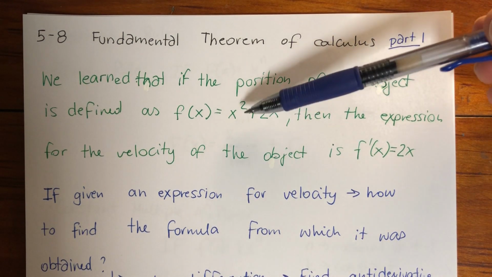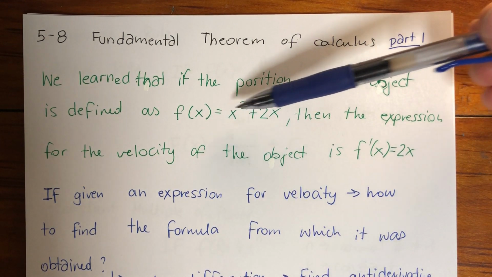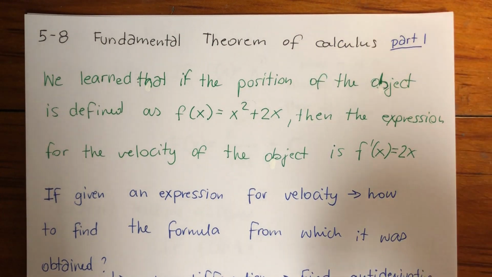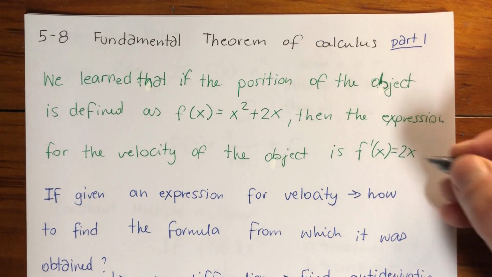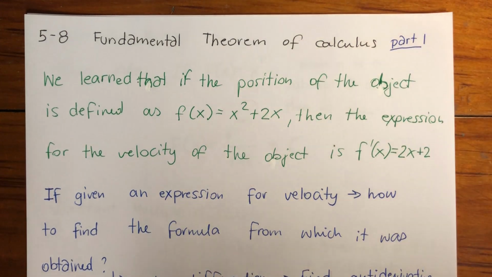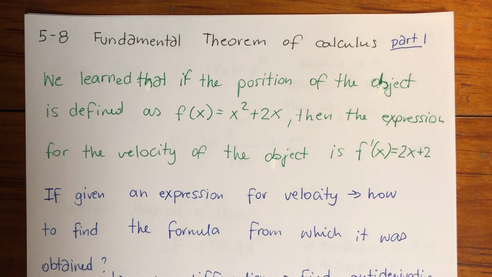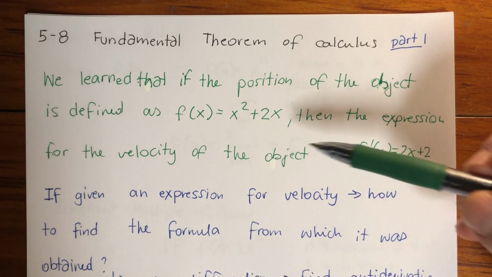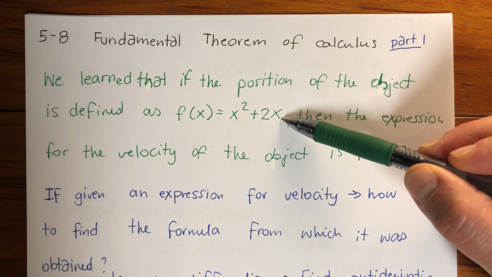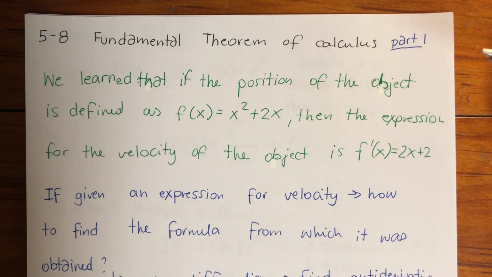So the derivative, see what's happened, 2 goes in front. And here's the derivative of this function. Now, what would happen if I gave you the expression for the velocity and I would like you to find the formula from which it was obtained?